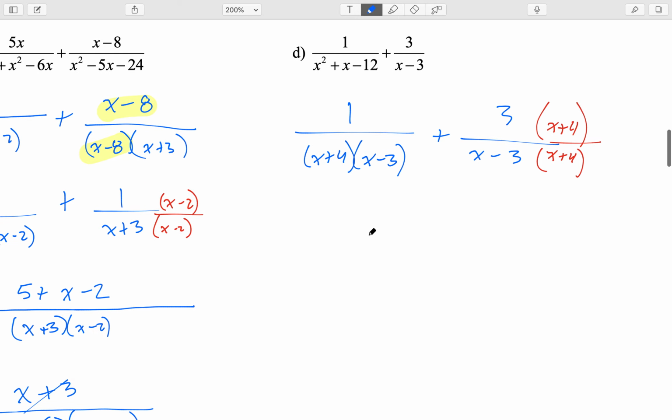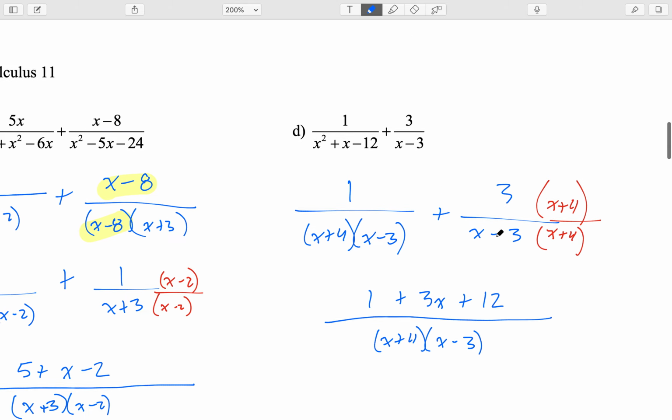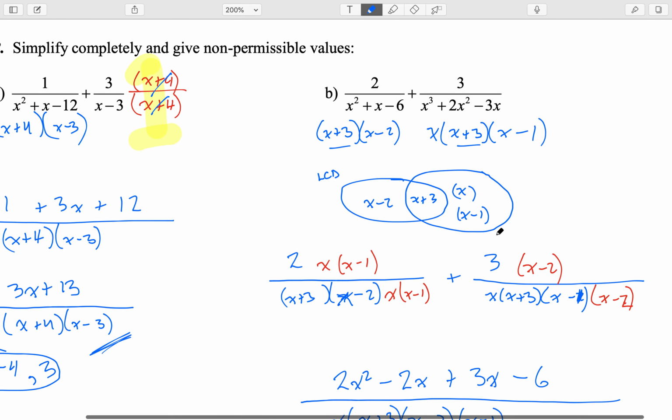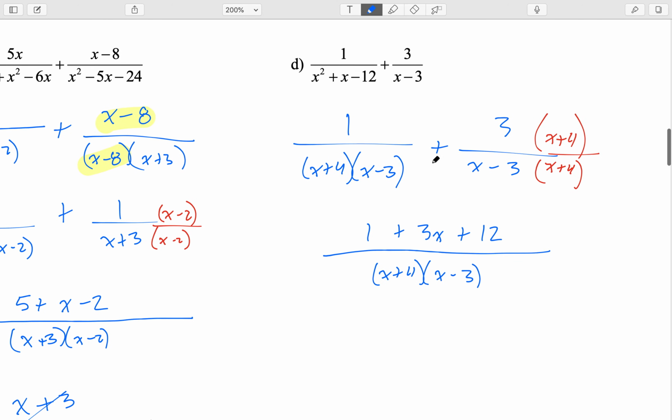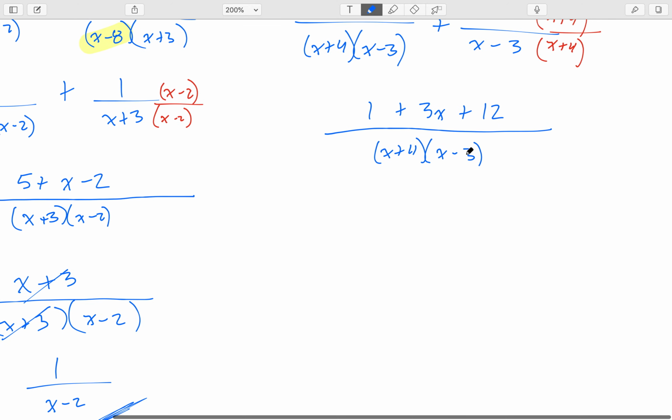So what do we have? We have the common denominator, which is x plus 4 and x minus 3. On the top, I've got 1 plus 3 times x, 3x plus 3 times 4 is 12. Hang on, this looks familiar. Was this our first question? Oh yeah, it's the same one. I cut and paste this one. It's going to be the exact same question. But I can tell at this stage, this becomes 3x plus 13. It's done. Nothing will factor out of those, right? This was x plus 4, x minus 3. There's my two restrictions. X cannot equal negative 4, positive 3.